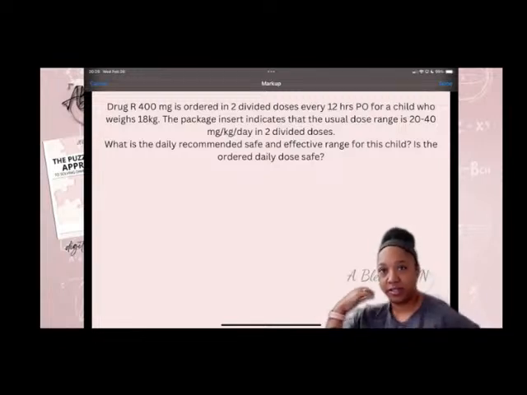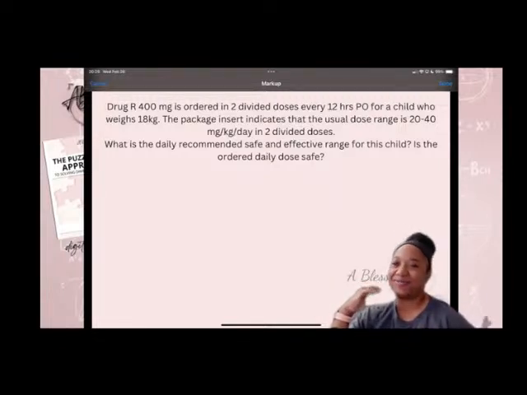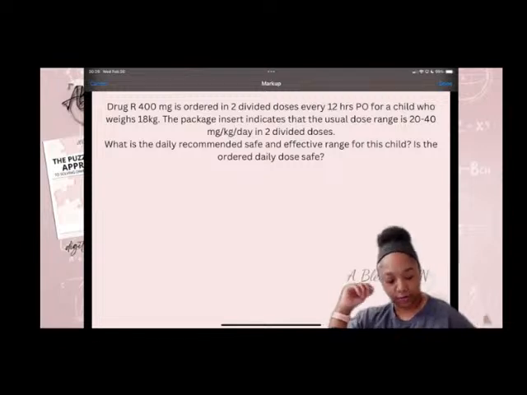Oh, thank you for the donut, Regina. I appreciate it.